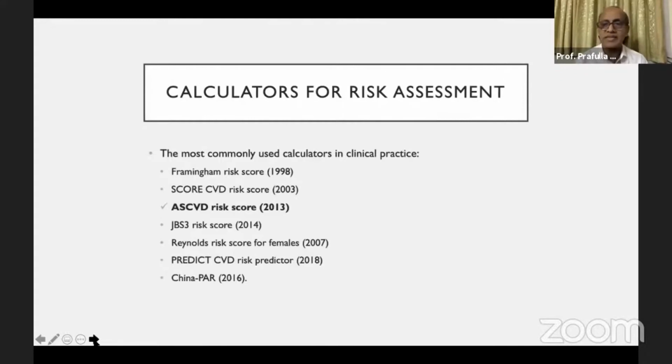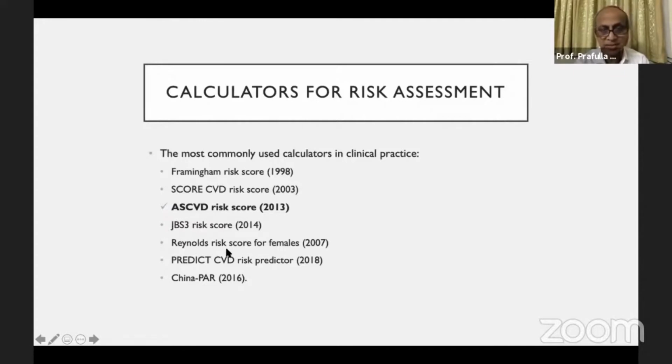There are so many risk calculators out there. As you heard in my introduction, she did talk about our collaboration with the American College of Cardiology, and I for one have this ASCVD risk score from the American College of Cardiology even on my cell phone, and it helps you, and I'll take you through it. But the Framingham risk score, again from America, is from the 90s. SCORE CVD risk 4 is from the European Society of Cardiology. The JBS3 score is typically from the UK.